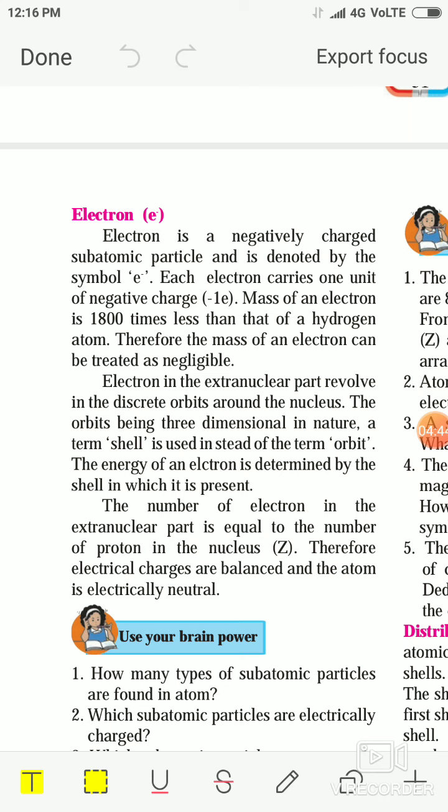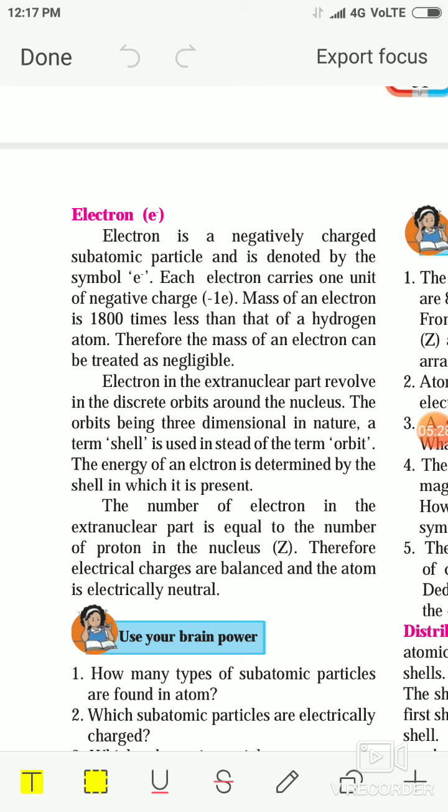Electrons in the extranuclear part revolve in discrete orbits around the nucleus. The orbits being three-dimensional in nature, the term shell is used. As we have seen, the various shells are K, L, M, N. We call them orbits also. The energy of an electron is determined by the shell in which it is present. The number of electrons in the extranuclear part is equal to the number of protons in the nucleus. Therefore, electric charges are balanced and the atom is electrically neutral.